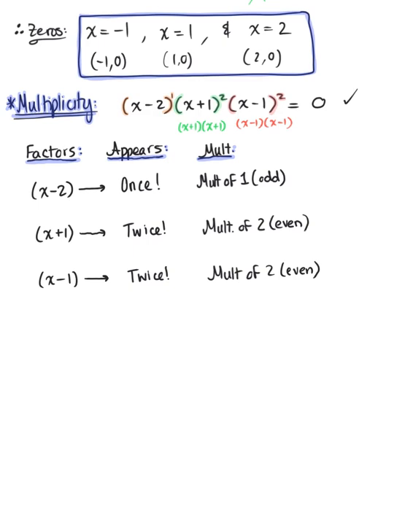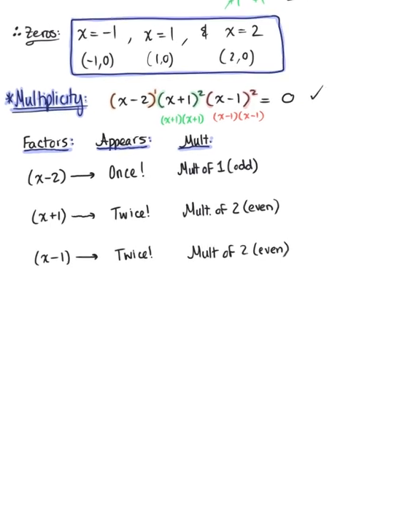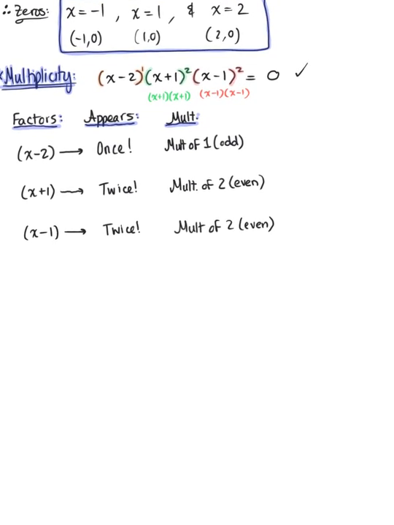So, based on the multiplicity and whether or not this is odd or even is going to help us determine the graph's behavior at these zeros. So recall that with an odd multiplicity, this tells us that the graph of the function, so the graph of f, crosses the x-axis at this zero. So it crosses the x-axis at the zero, x equals 2.